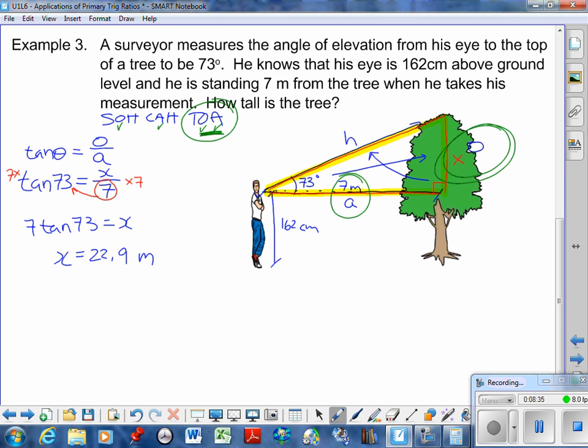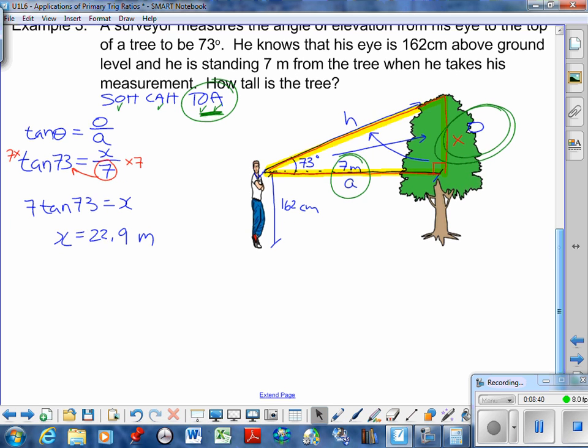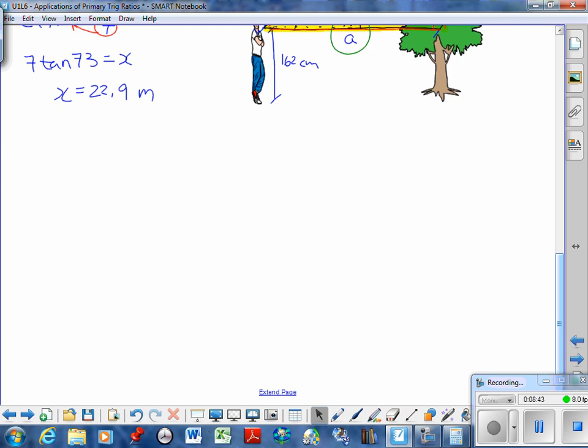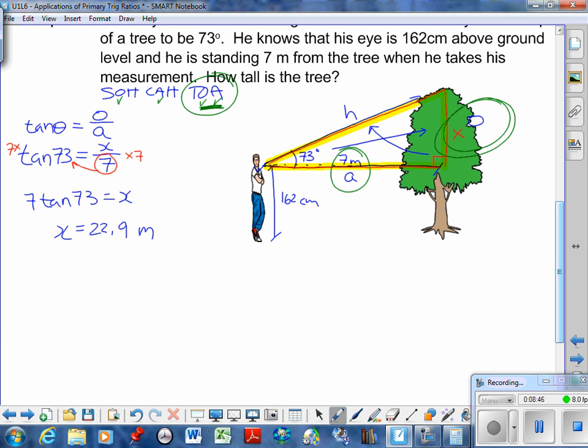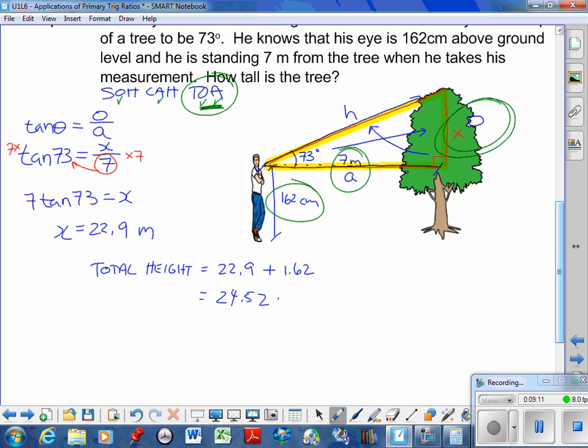22.9 meters. Is that the total height of the tree? Hopefully some people are saying, no, don't do it. And you're absolutely right. We need to go one more step because we are given the height of the person. So total height equals 22.9 plus, now it's in centimeters, this 162. So that's 1.62 meters. So I'm just going to add that on there. So we end up with 24.52 meters.